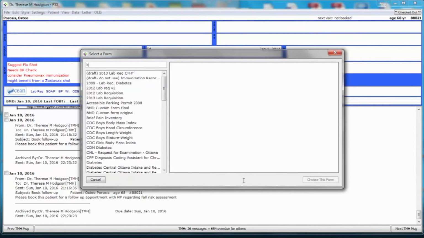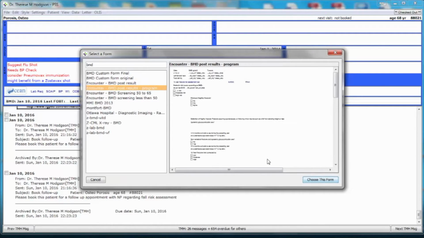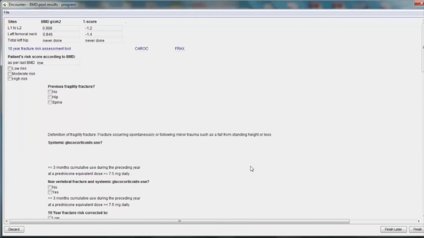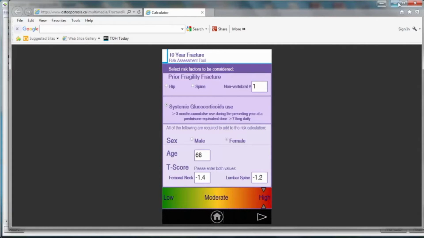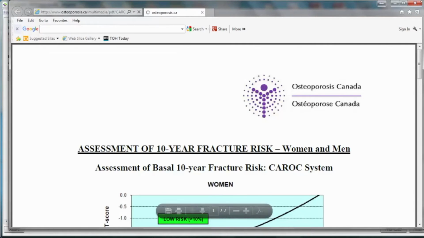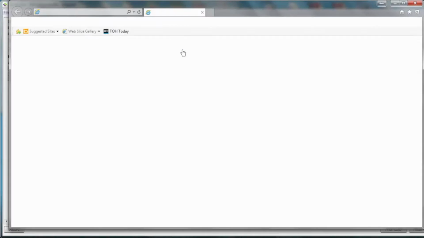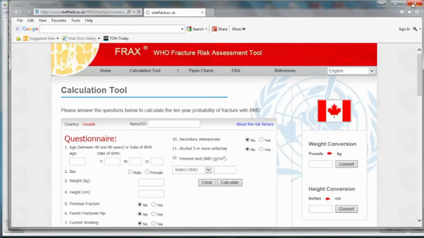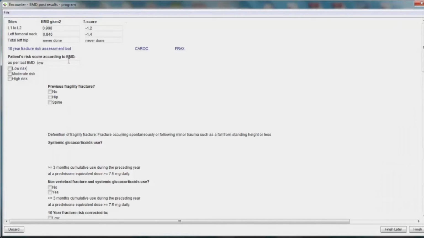F2, BMD, Encounter Assistant. Choose this form. Again, you see the information being pre-populated, and you can actually access the 10-year risk fracture tool. But this tool is integrated into the Encounter Assistant. There's a link to CAROC, and there's a link to FRAX. So according to our bone density, it deemed that our patient was at low risk.